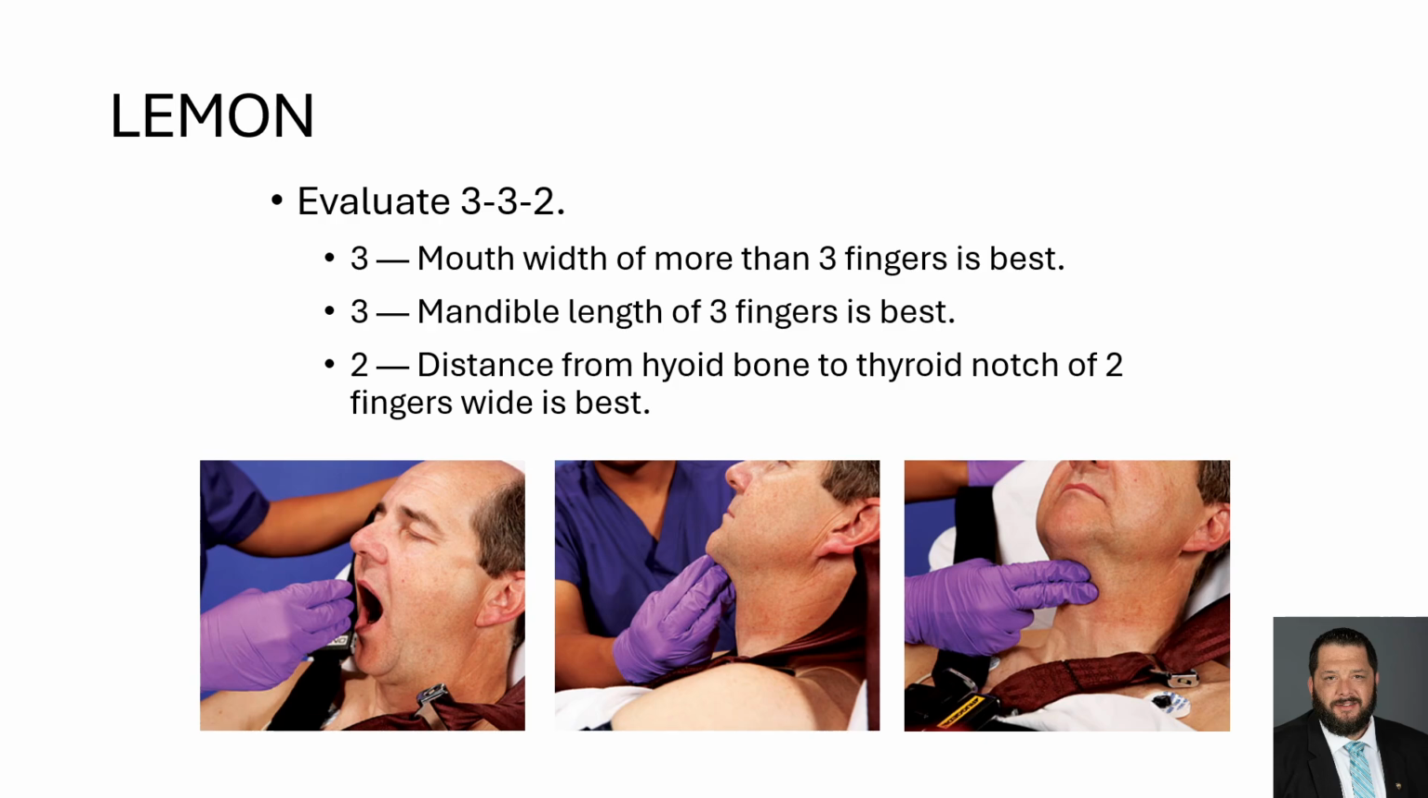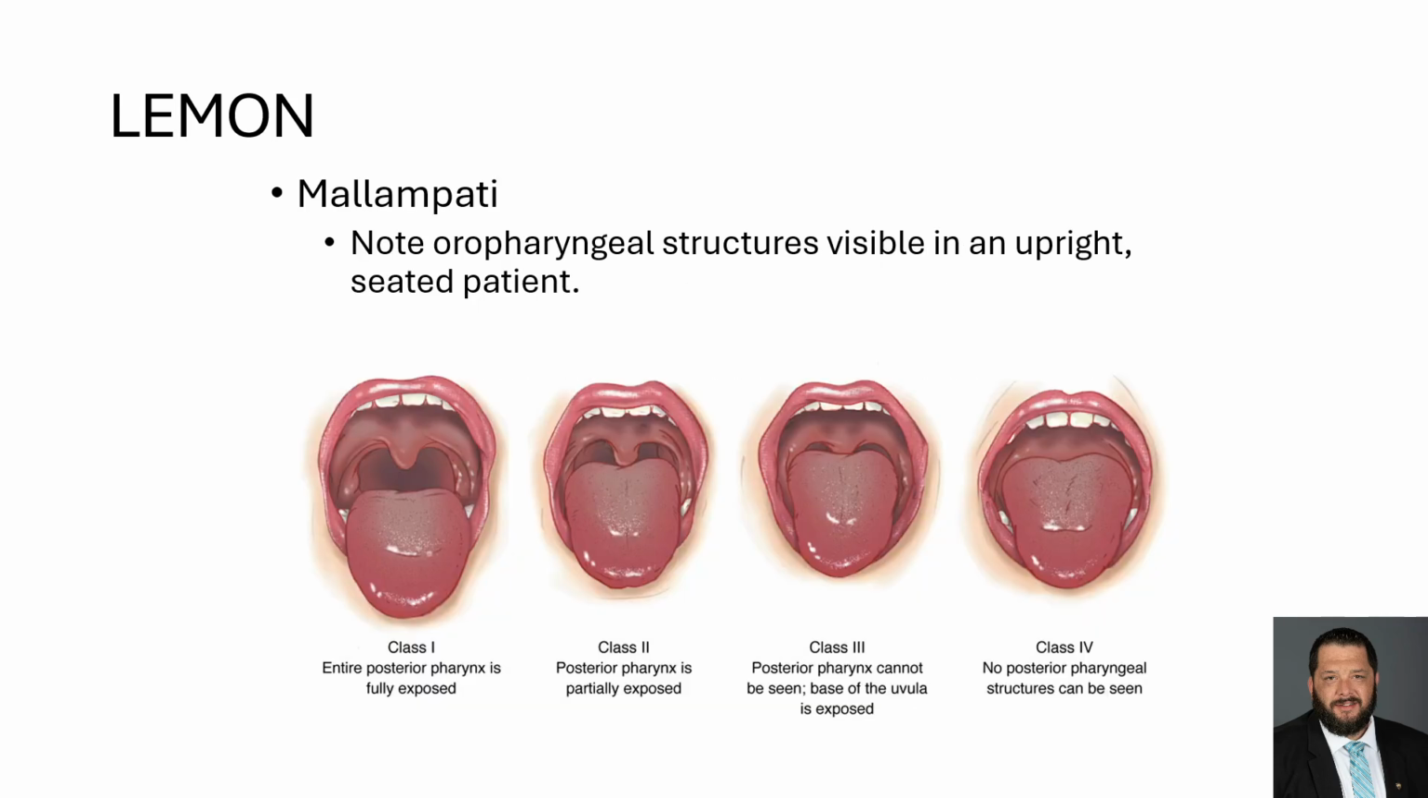Patients who can't open their mouth fully, or patients who have short necks or short chins or mandibles, can be extra complicated or extra difficult when it comes time to intubate. We also can evaluate their oral openings based on what's called a Mallampati score.